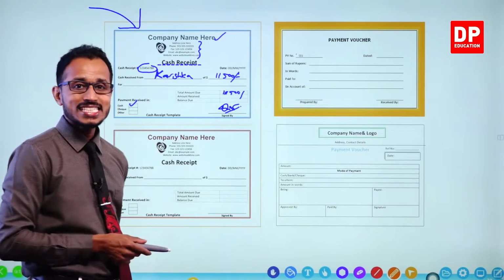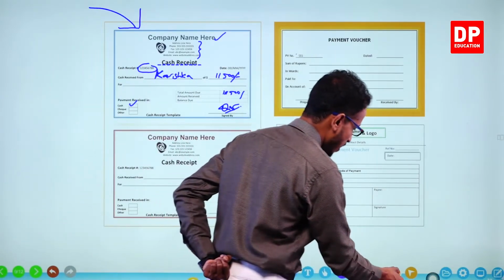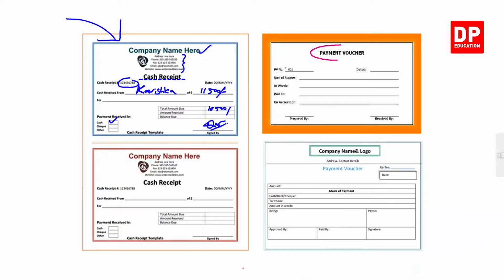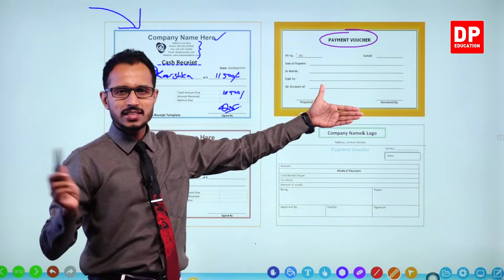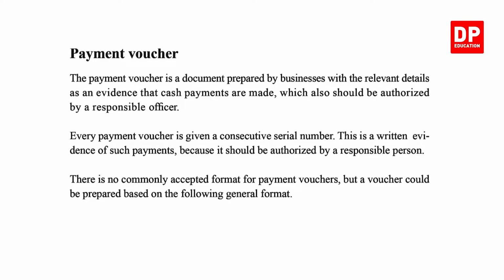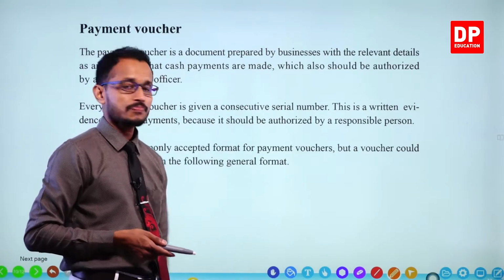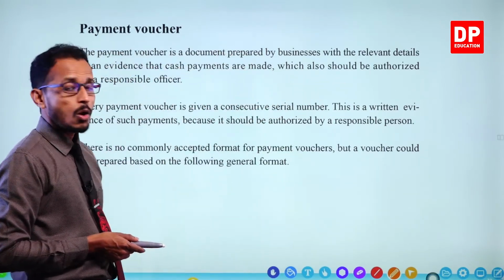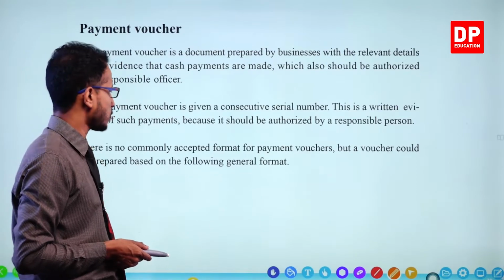This is a cash receipt. And on the other side, we have a cash voucher or payment voucher. These are for cash payments. Same, almost similar format, children. There's nothing new, right? Let's go to the next. Payment voucher is a document prepared by a business with relevant details as an evidence that cash payments are made. Which also should be authorized by a responsible officer.